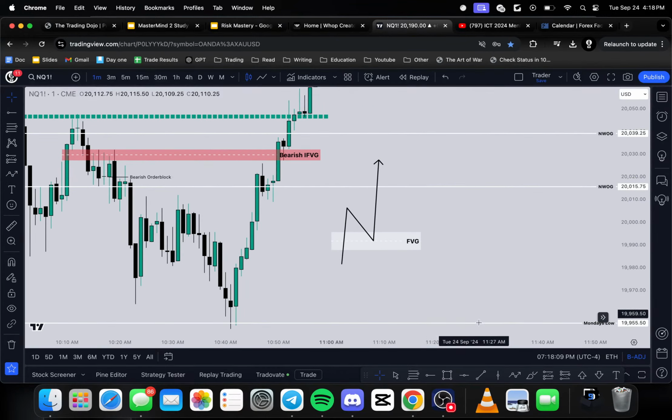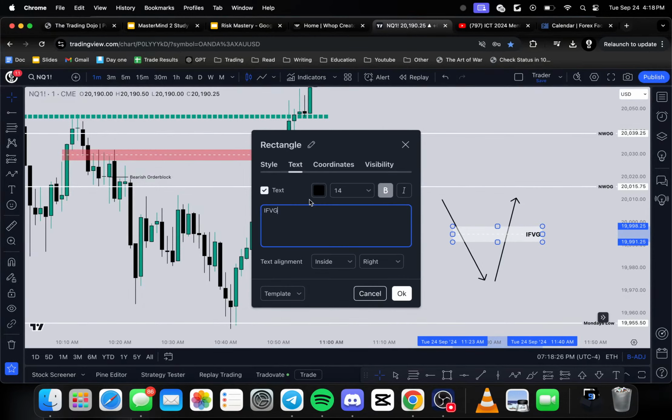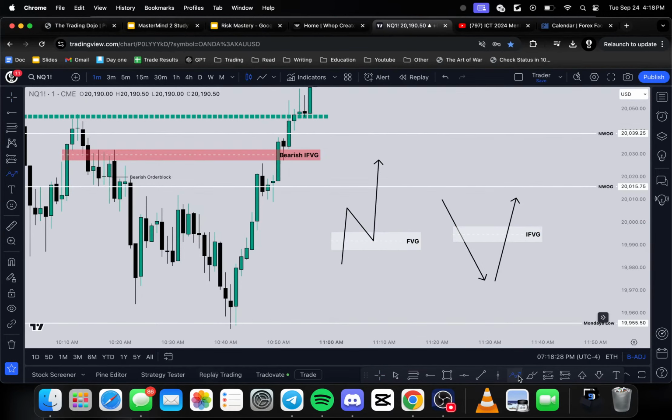The next version is an IFVG. You have a bearish leg, and then you have a bearish fair value gap inside of the bearish leg, and then price closes above it. And now this bearish fair value gap becomes a bullish IFVG, and it uses it to go higher. That's a bearish fair value gap turning bullish.